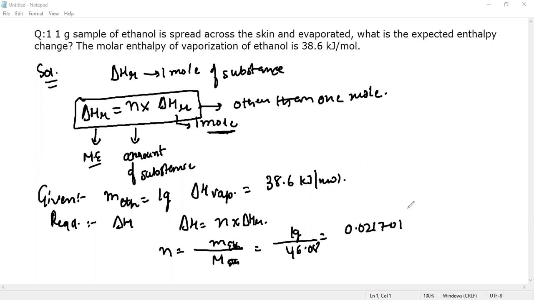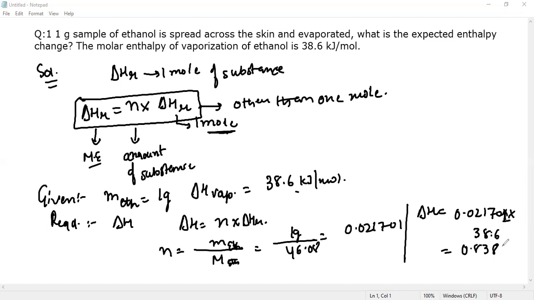Let's use this formula here. We want to find delta H. n is 0.021701, times the delta H vaporization, which is 38.6. So let's multiply these two numbers in the calculator, and the answer is 0.838.